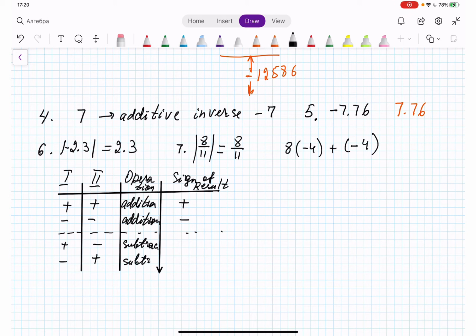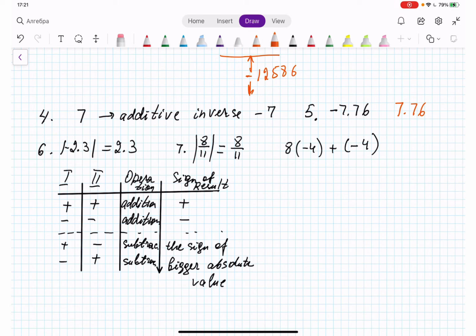And here subtraction. But the sign of result, for both cases, it's going to be the sign of bigger absolute value, meaning positive part, okay? You take positive number. I'll explain in a minute. Absolute value. So let me bring example here.